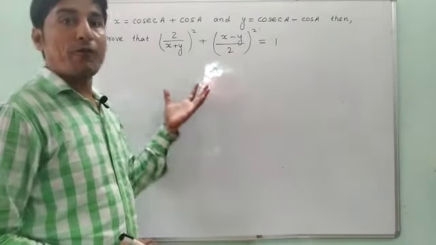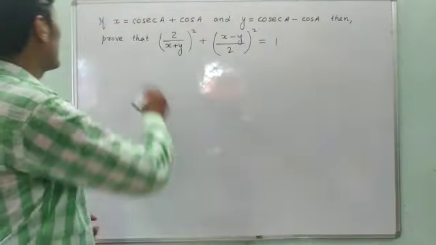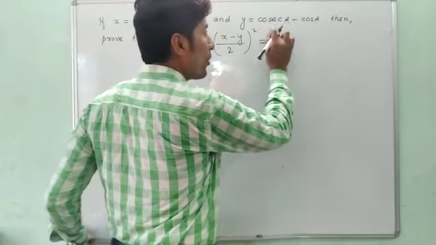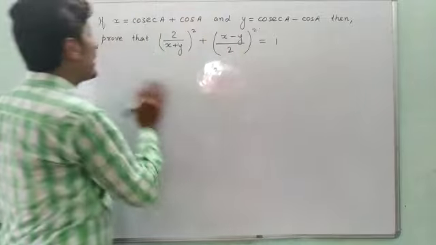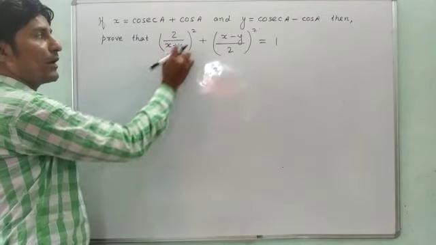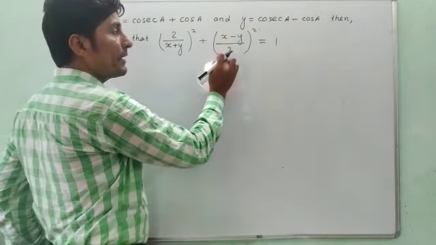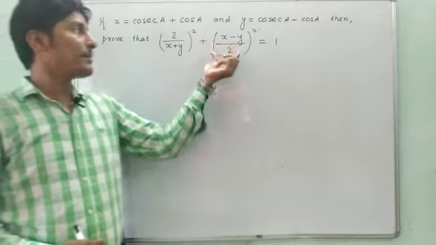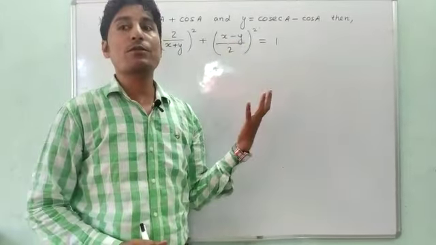This question I have opted from R.S. Aggarwal book, question number 24. If x equals cosec a plus cos a and y equals cosec a minus cos a, then we have to prove that (2 upon x plus y) whole square plus (x minus y upon 2) whole square equals 1.